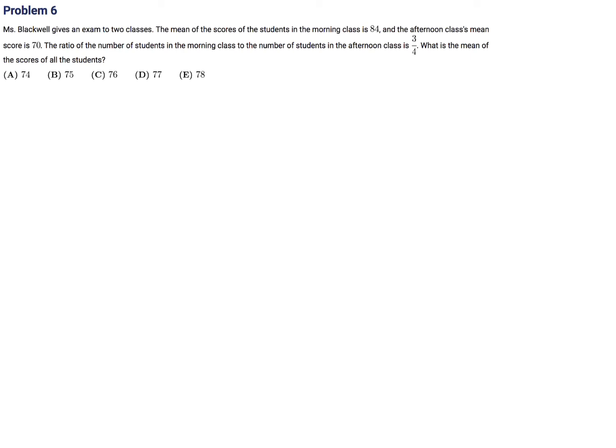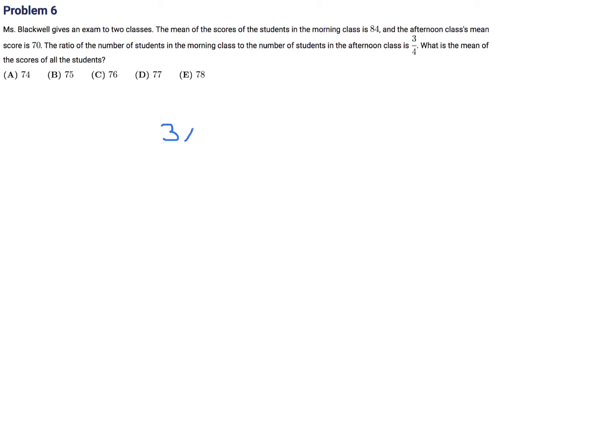Mrs. Blackwell gives an exam to 2 classes. The mean of the scores of the students in the morning class is 84, and the afternoon class's mean is 70. The ratio of the number of students in the morning class to the number of students in the afternoon class is 3/4. What is the mean of the scores of all the students?